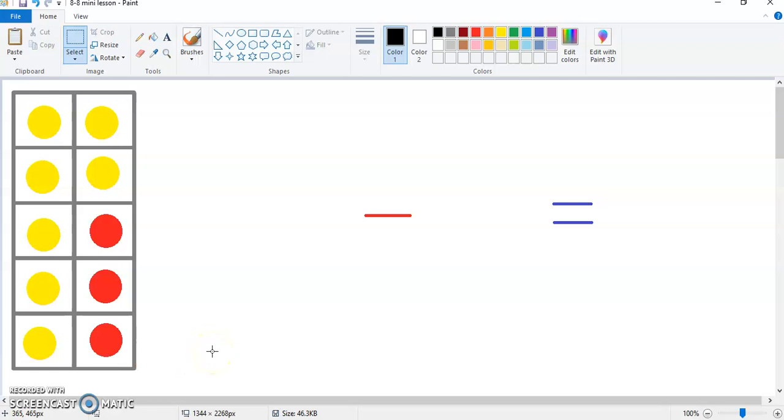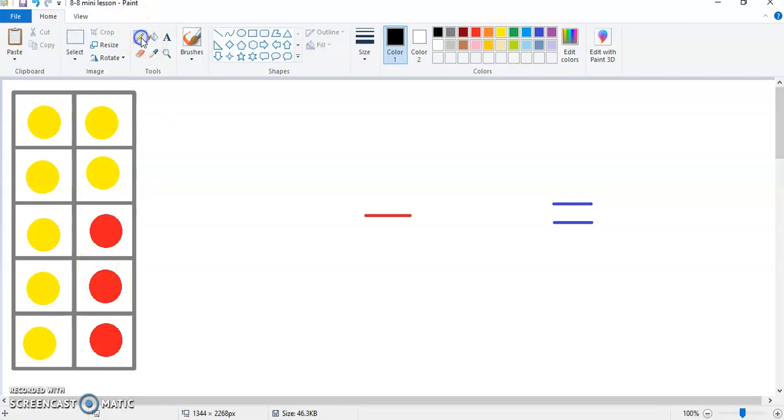Okay, so how many red counters are there? Let's see, 1, 2, 3. Okay, so if we take away all the red counters, how many counters are going to be left? How many yellow counters? Well, let's count. 1, 2, 3, 4, 5, 6, 7. There are going to be 7 left.